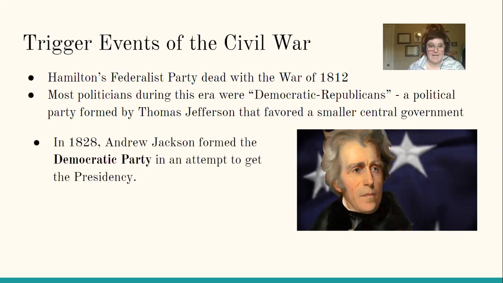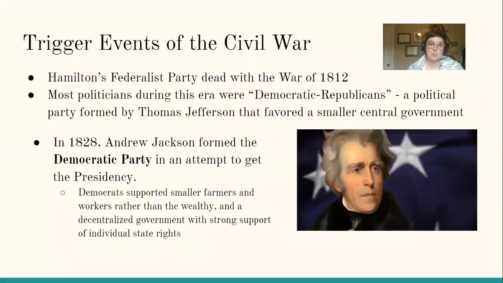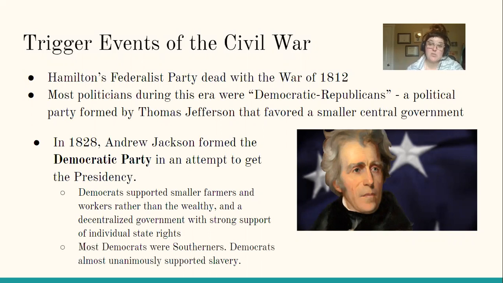In 1828, Andrew Jackson formed the Democratic Party in an attempt to get the presidency. At this time, Democrats supported smaller farmers and workers rather than the wealthy, and a decentralized government with strong support of individual states' rights. So definitely more on the scale of anti-federalism. Most Democrats were Southerners, and Democrats almost unanimously supported slavery at this point.